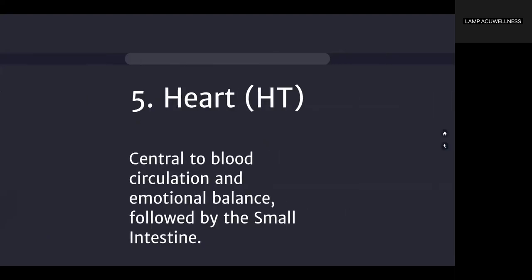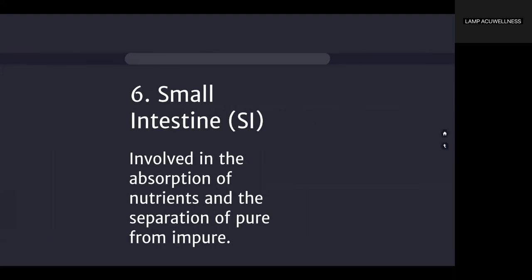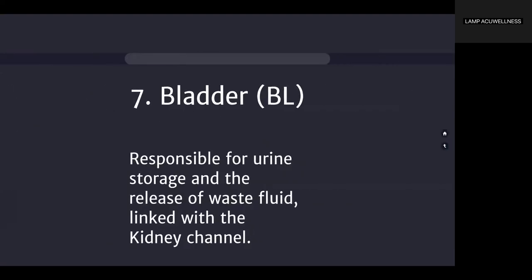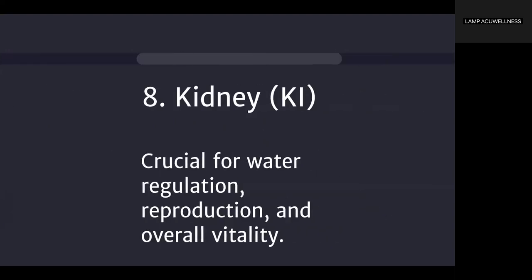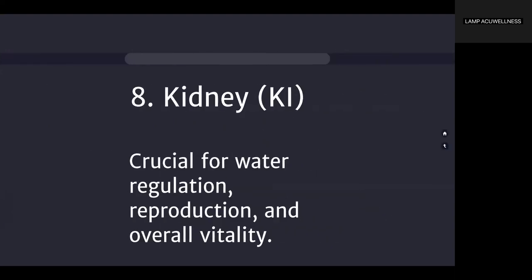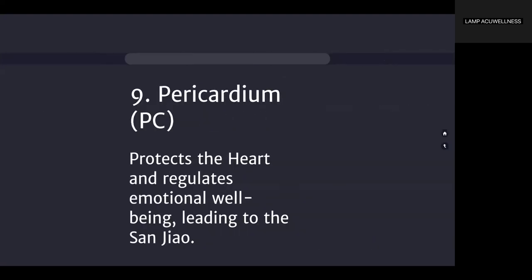Heart, central to blood circulation and emotional balance, followed by the small intestine. Small intestine involved in the absorption of nutrients and the separation of pure from impure. Bladder, responsible for urine storage and the release of waste fluid, linked with the kidney channel. Kidney, crucial for water regulation, reproduction, and overall vitality.